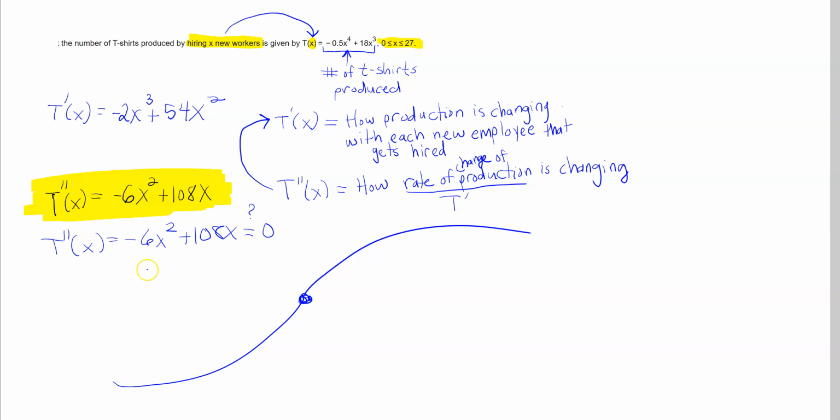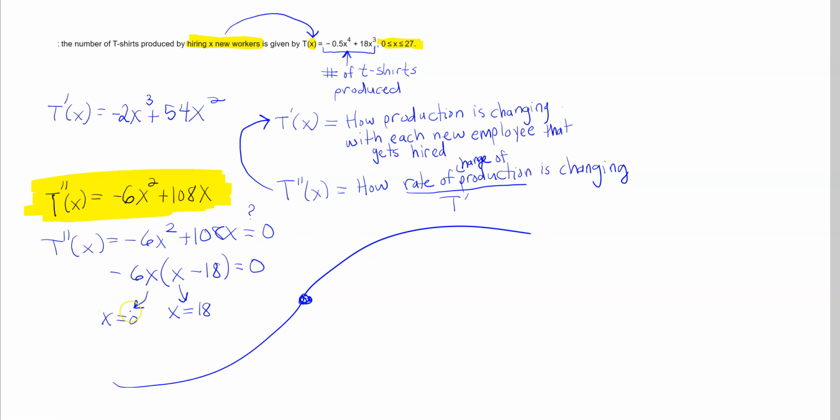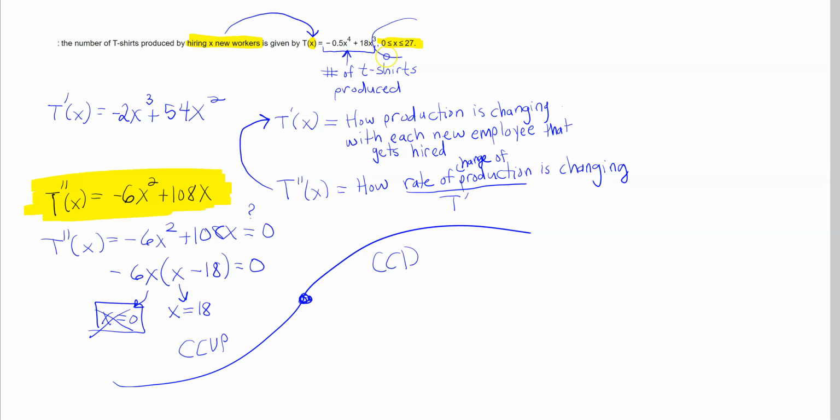We factor that out, and voila, when you're done, you technically get 2 candidates for inflection points, but we're not going to consider the first one, x equals 0, because the point of diminishing returns happens when we change from concave up to concave down. And we can't look to the left of x equals 0 because that would not be in this domain. x is our lower limit on the number of employees we can hire. Okay, so our only candidate there, number 18, that's going to be your point of diminishing returns.